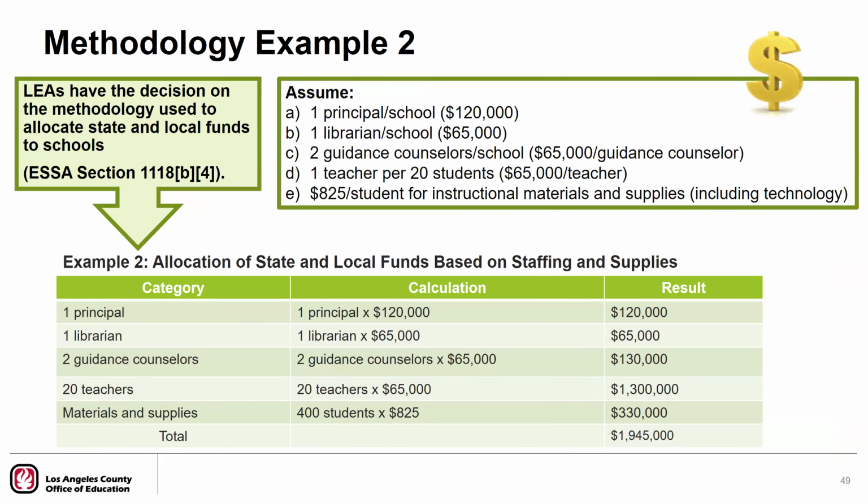Next slide. Here we go. And here's the second example with a methodology based on personnel and non-personnel costs. In this example, we allocate state and local funds to schools based on average LEA-wide salaries for each category of school personnel, such as principals, librarians, school counselors, and teachers, and the average LEA-wide per pupil expenditure for non-personnel resources, such as instructional materials and supplies. Both of our examples demonstrate methodologies that would meet the SNS requirements, since each example is neutral to whether a school is Title I or not.